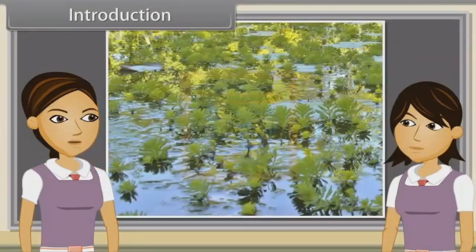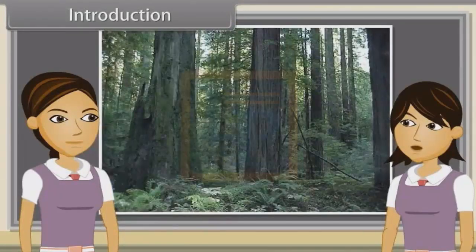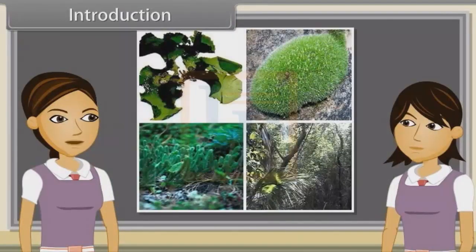Some plants are aquatic, usually marine, as red, brown, and green algae. Yes, some of them are terrestrial or land plants. Land plants are further divided into the following divisions: Thallophyta, Bryophyta, Tracheophyta.